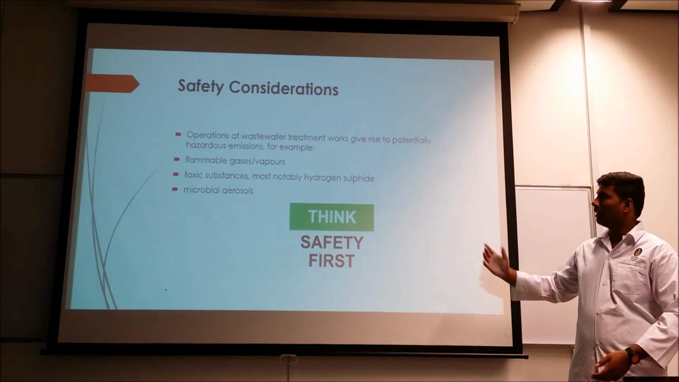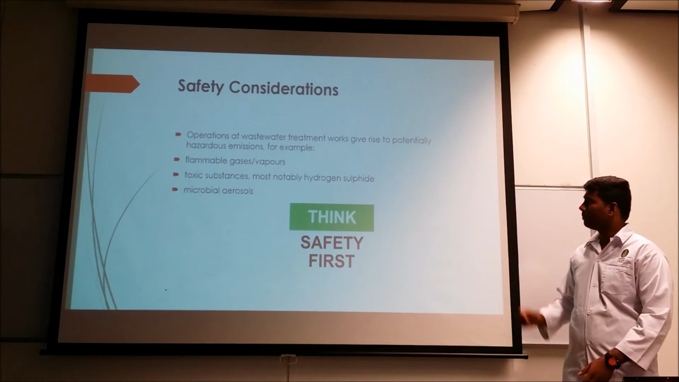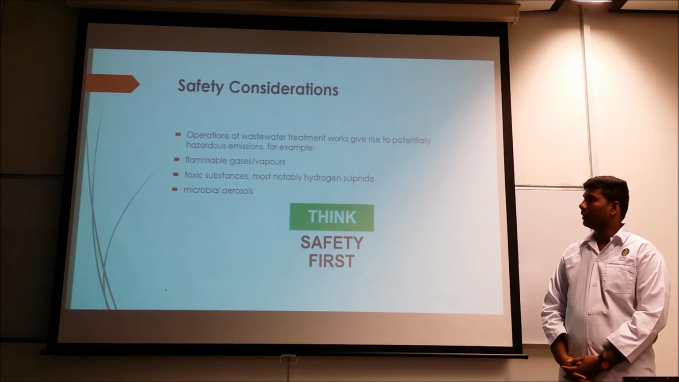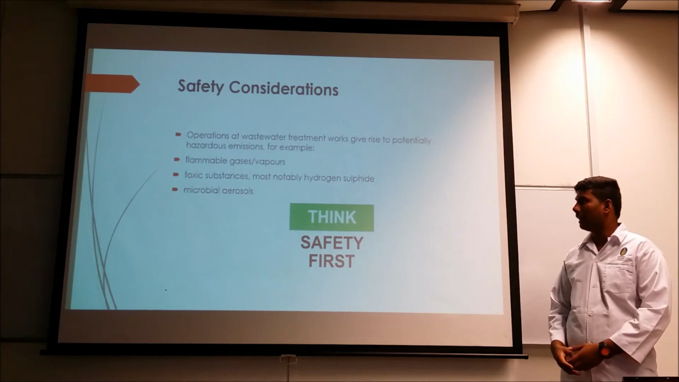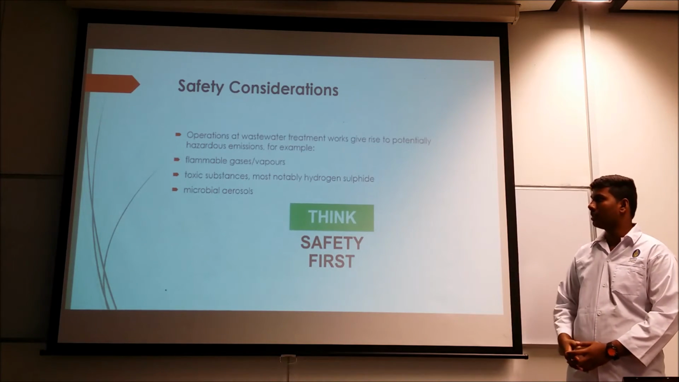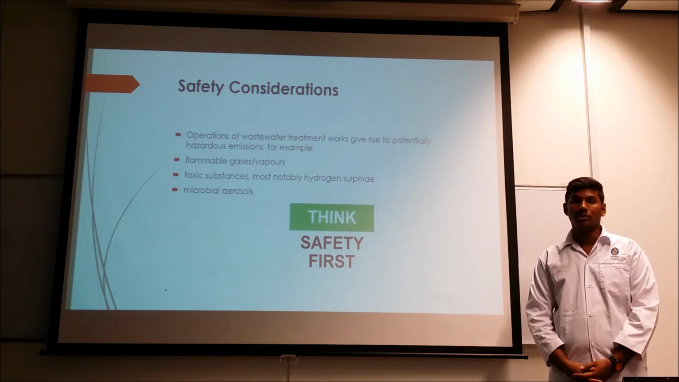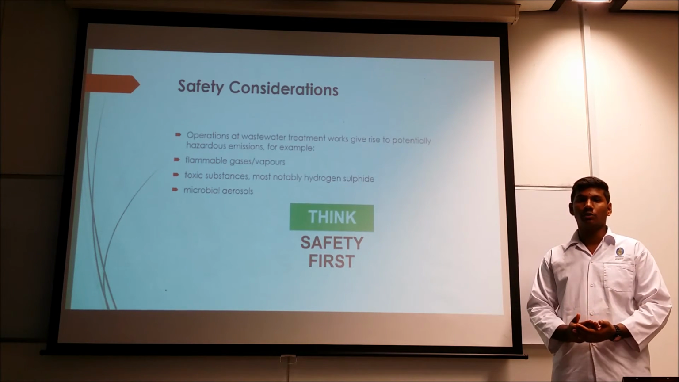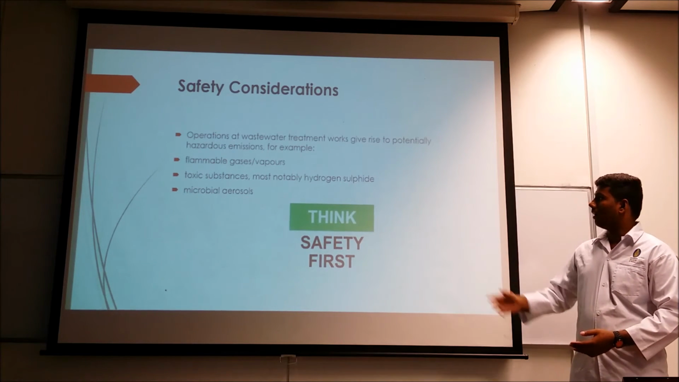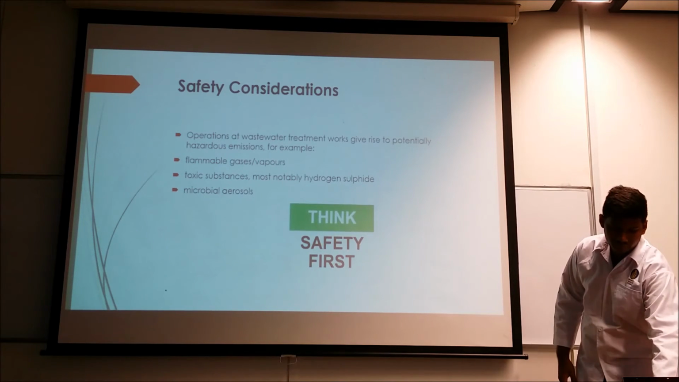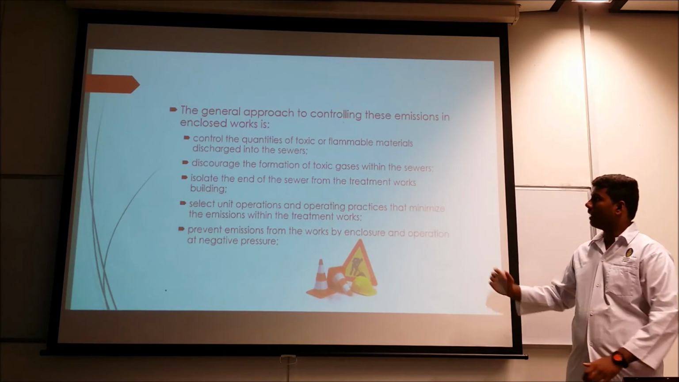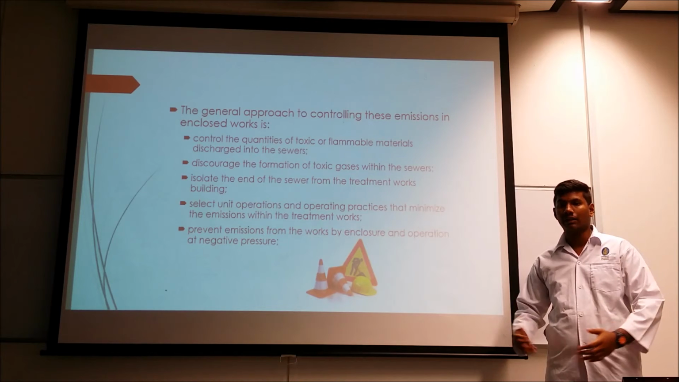The operation of wastewater treatment works gives rise to potential hazardous emissions. For example, in a plant, it will give off flammable gases, vapors, toxic substances, and also microbial aerosols. So we need to find a good solution to cut down these toxics, which are hazardous to us. Basically, these are the general approaches to control this kind of emission.